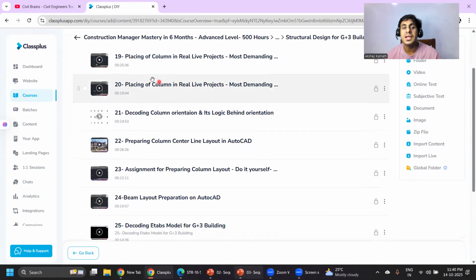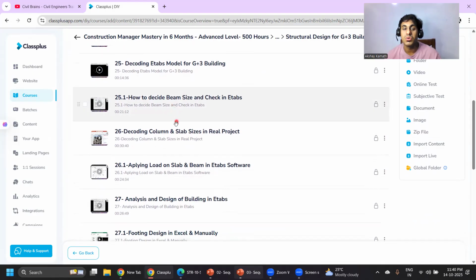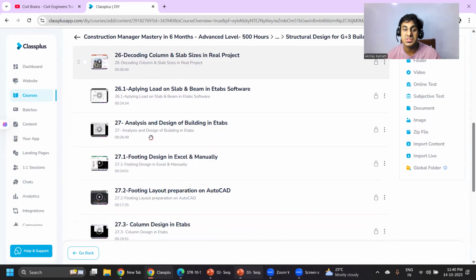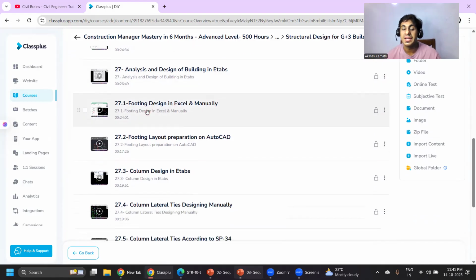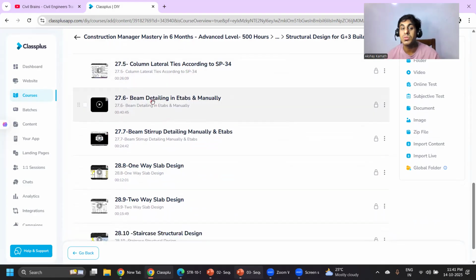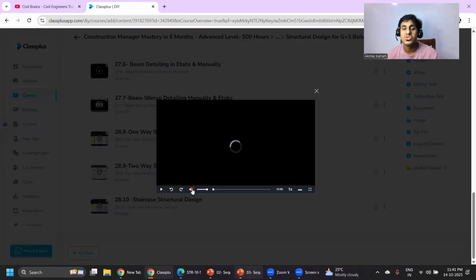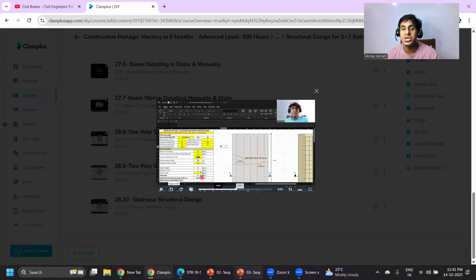Along with that, here I'll teach you how to place the column, how to prepare the beam layout, how to decide the column sizes and beam sizes, how to apply the load, how the analysis is done, how the values are extracted, how the column lateral ties are decided, how the beam detailing is done, how a one-way slab is designed, how a two-way slab is designed. Each and everything we are covering here, so that whatever knowledge is needed. This is how we try to teach in the entire course.